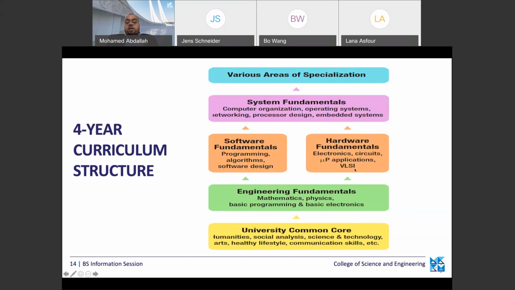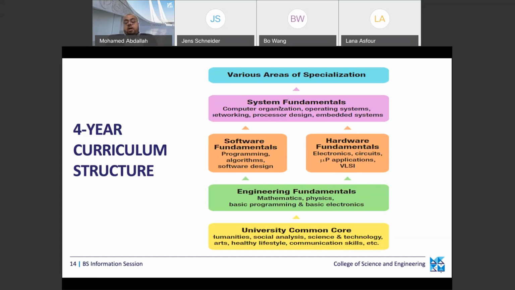very large scale integrated circuits. We are also going to focus on software: programming, algorithms, software design. You are going to learn about Python and C. Then there will be courses that help you combine both of them, which we call system fundamentals, where you combine hardware and software to learn how to build a system, like computer organization, operating system, processor design, computer architecture, embedded system.